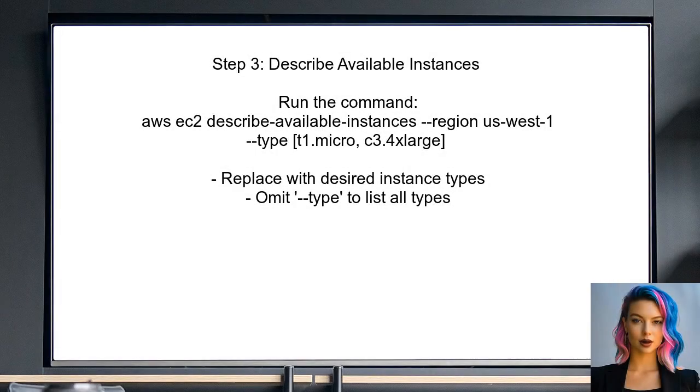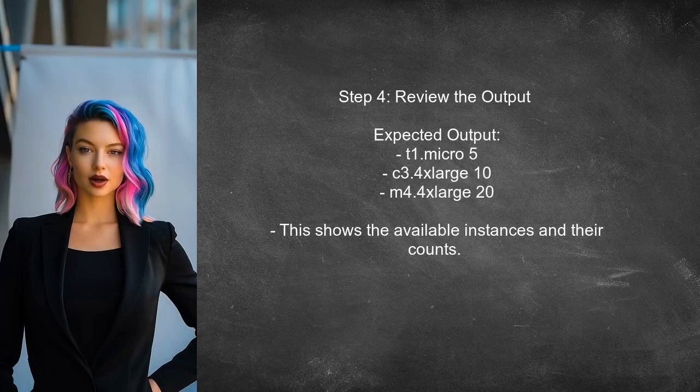Now the user can execute the command to describe available instances. They should replace the placeholder with the desired instance types or leave it blank to list all types. After running the command, the user will receive a list of available instances along with their counts. This output will help them understand the instance availability in the specified region.